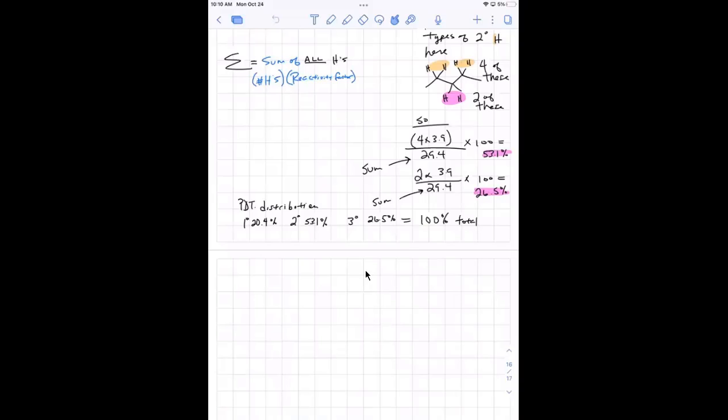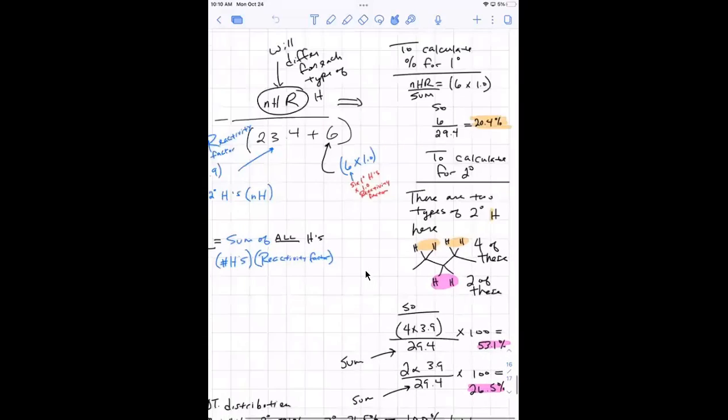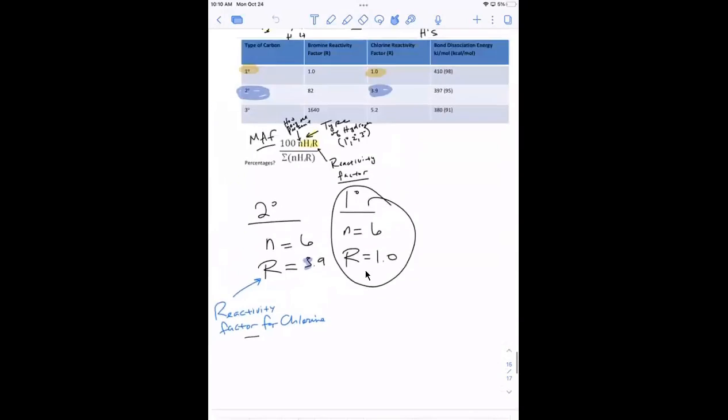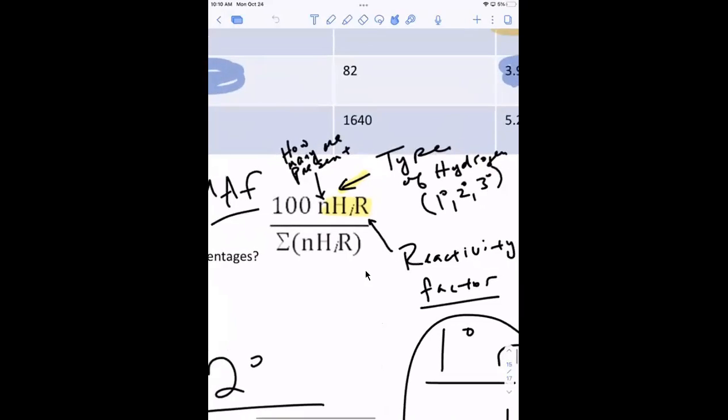All right. So the last question that we did was right here. We talked about the different components of this equation to calculate the percent product distribution for radical substitution. And I gave you this equation right here. I'm waiting on the projector so the people in the classroom can see it.